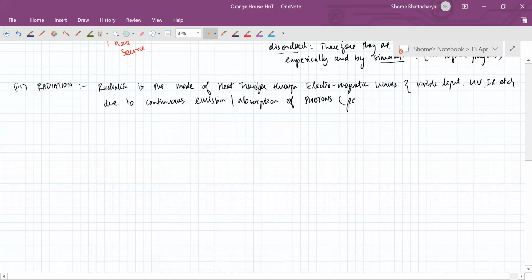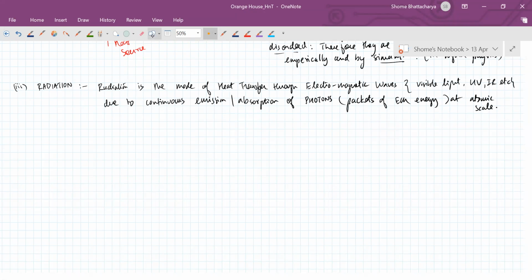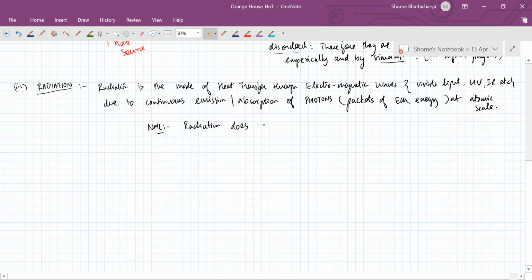which are packets of electromagnetic energy at the atomic scale. That is, atoms are continuously emitting and absorbing photons, and that process of heat transfer is called radiation. Okay. So radiation does not involve a material medium.